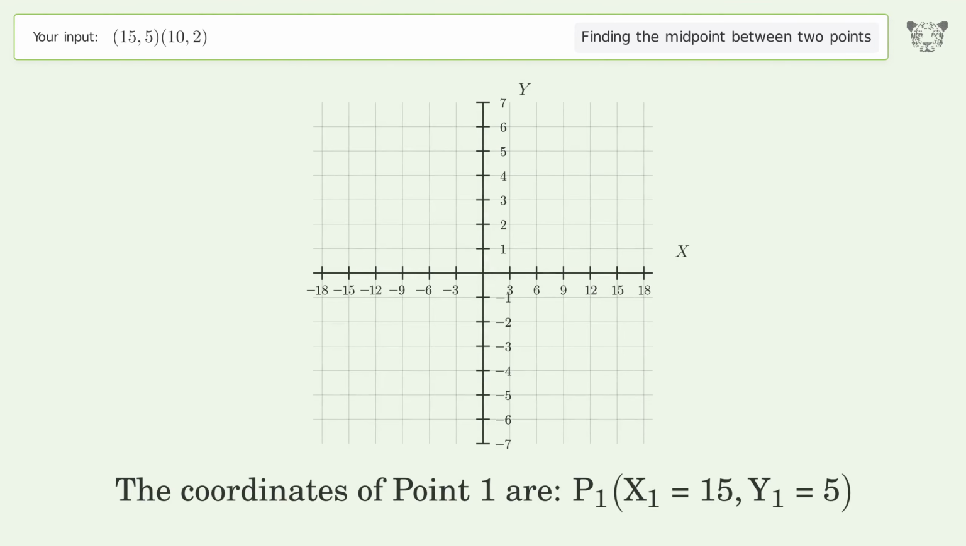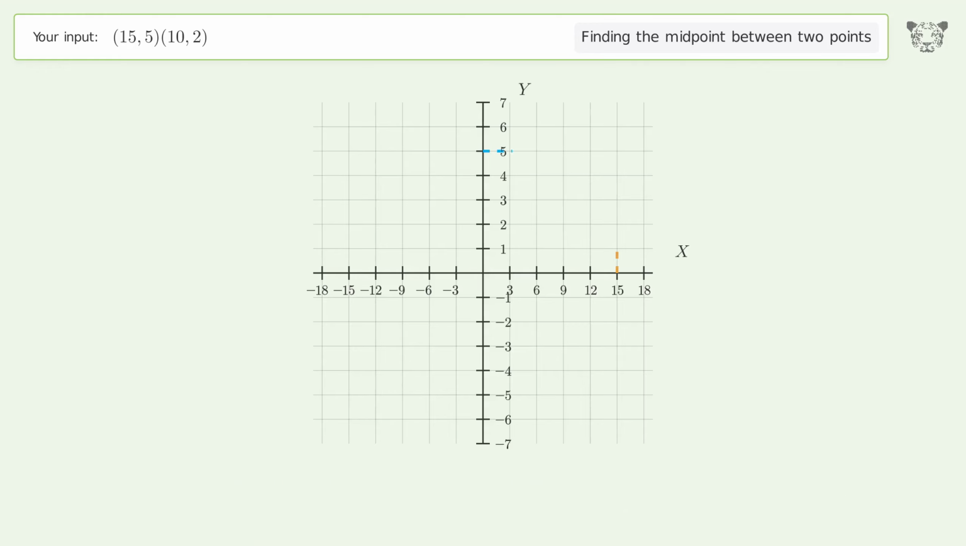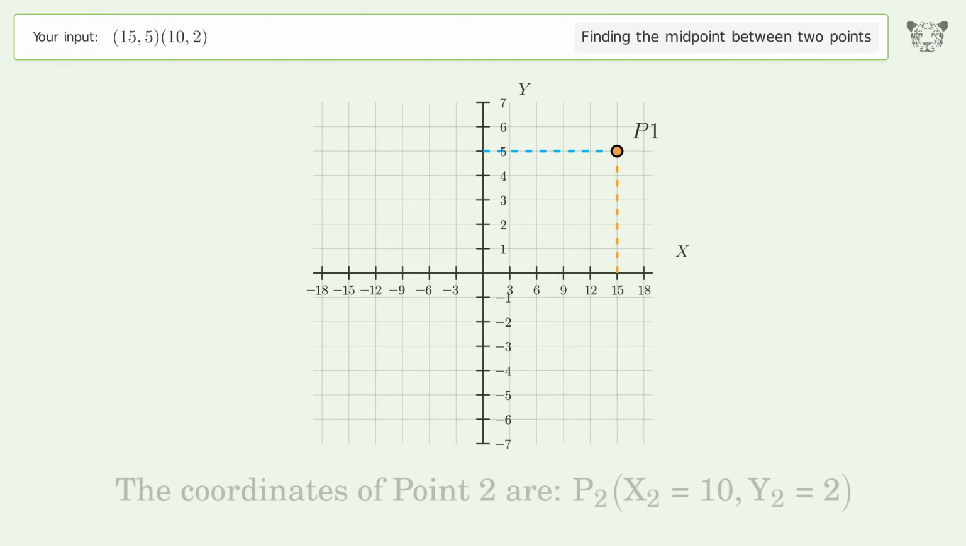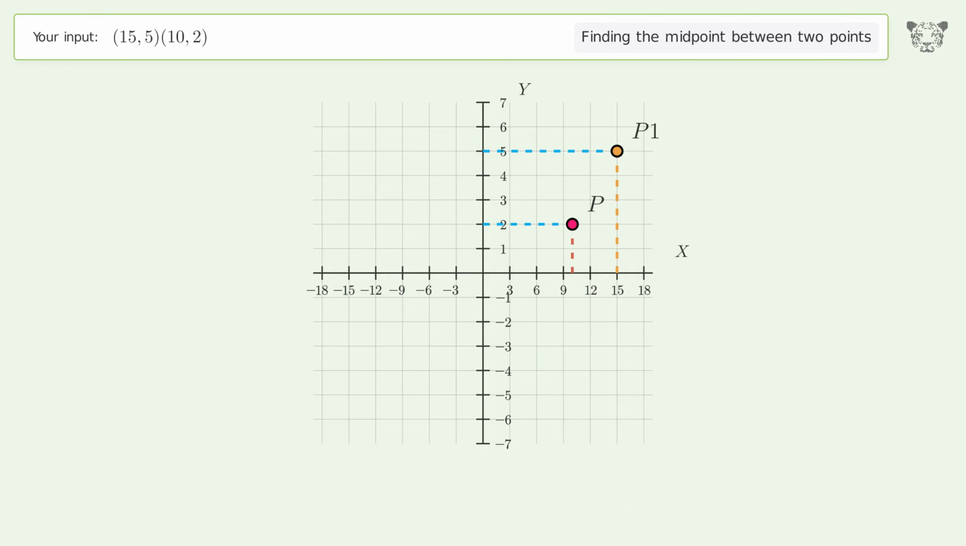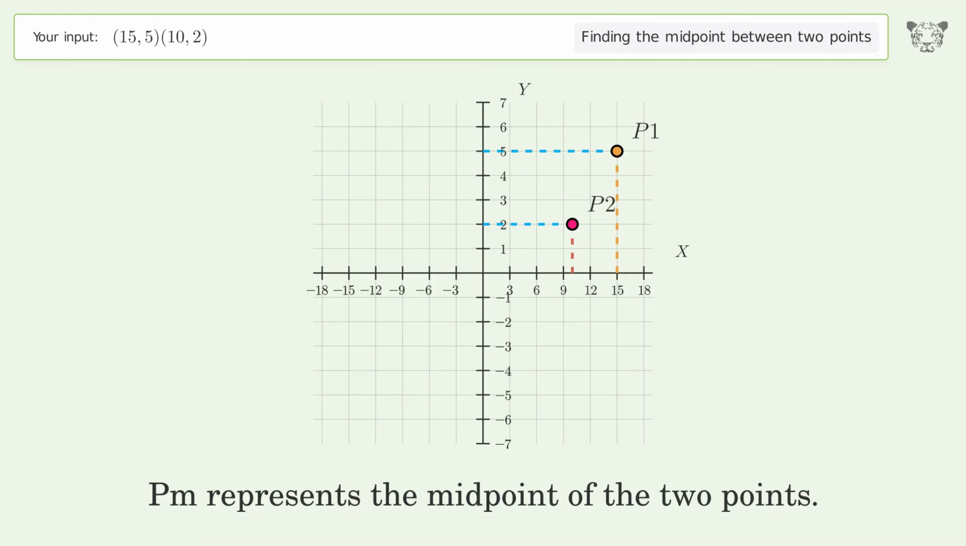The coordinates of point 1 are x1 equals 15, y1 equals 5. The coordinates of point 2 are x2 equals 10, y2 equals 2. PM represents the midpoint of the 2 points.